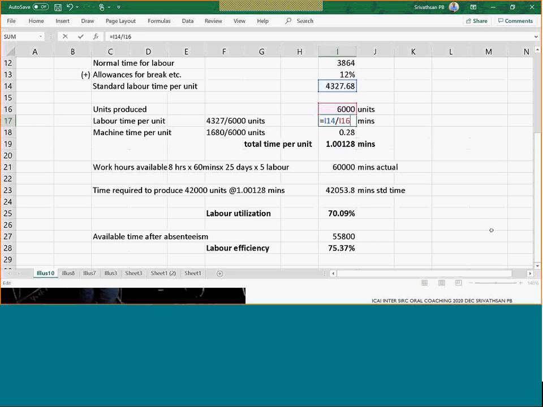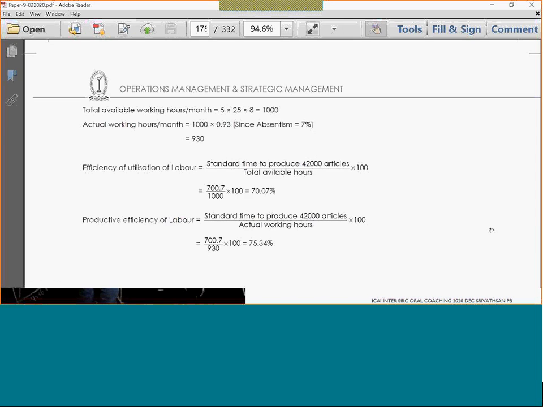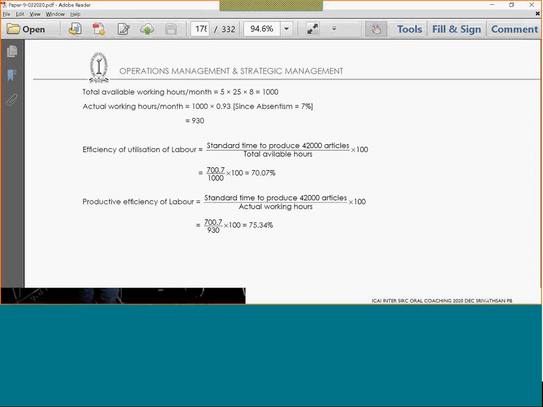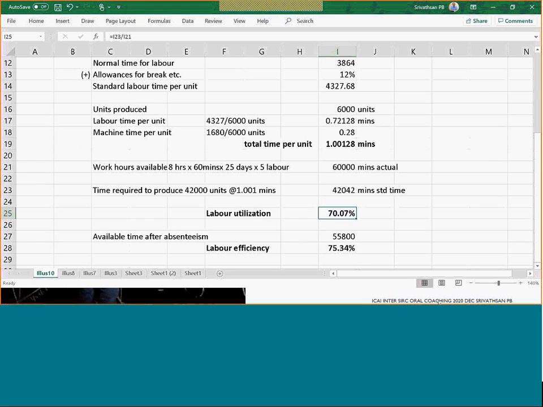7.0709 because we did this. So it used the last two decimals. See, the impact of reducing the last two decimals is a change in the percentages. 0.07, and to produce 42,000 articles divided by actual time. That's what we did. Since actual time is for inputs, I just left it there.